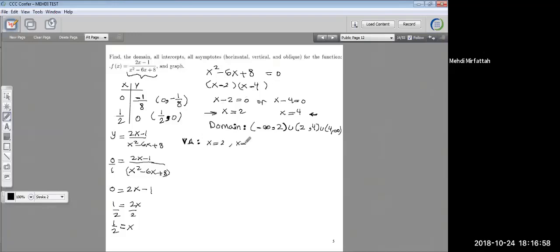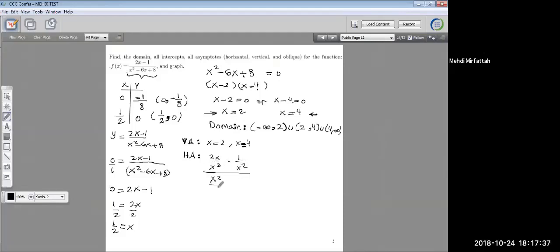So these are my vertical asymptotes. These are the lines that my graph is going to get really close to. To find the horizontal asymptote, we can divide each term here by the highest exponent, which is x squared. I can multiply each of these terms by 1 over x squared and ask myself, as x gets really large, what's going to happen to each term?